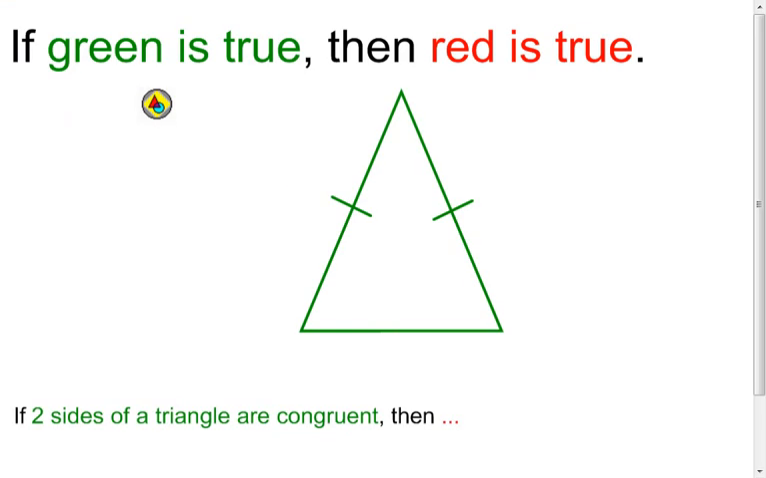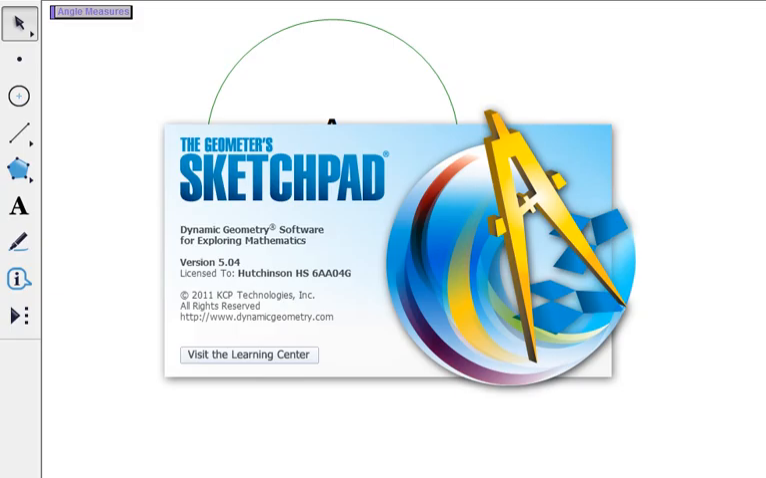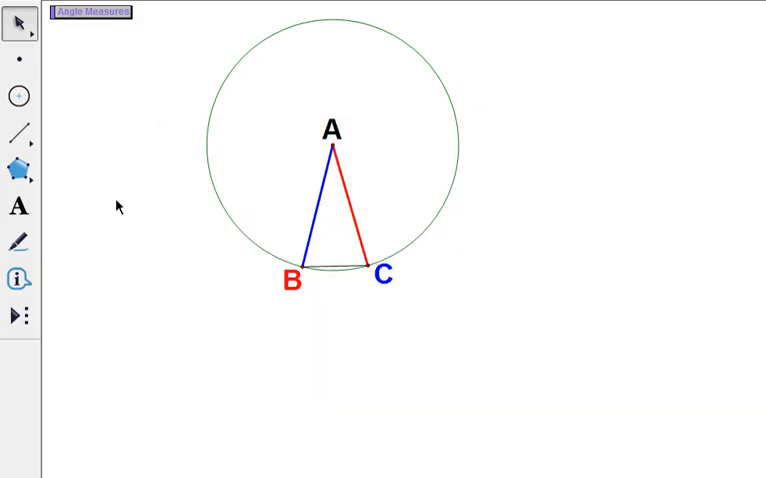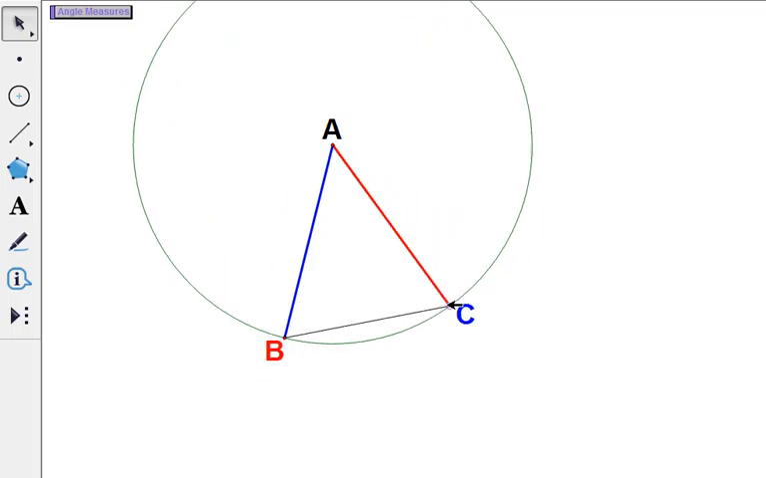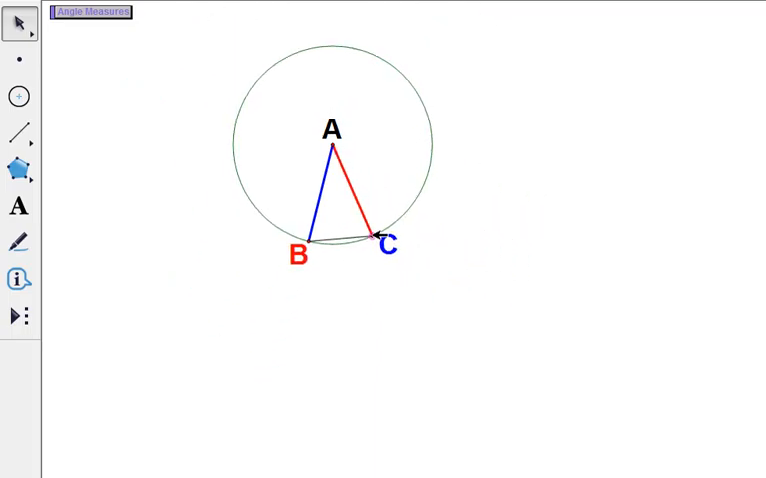Now the first theorem I have here talks about if you know two sides of a triangle are congruent, in other words, you know that it's isosceles, then what else do we know? Well, what I'm going to do is look at a Sketchpad file here. And here I have an isosceles triangle, and the way I know that it's isosceles is because A is the center of my circle, and then this red segment and blue segment will be radii of the circle. Those are always congruent, therefore I know it's an isosceles triangle.